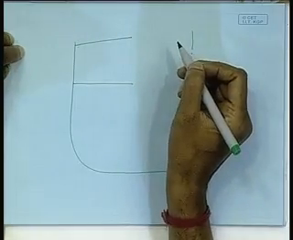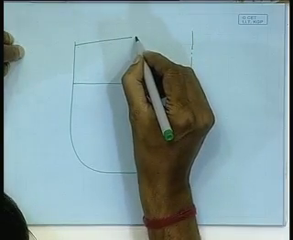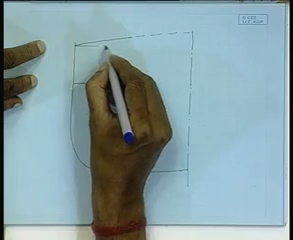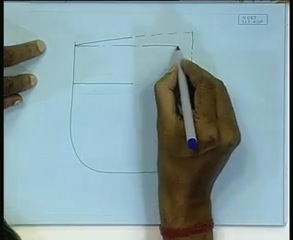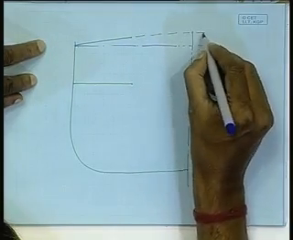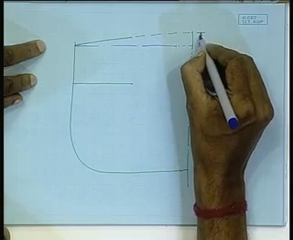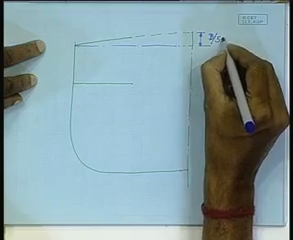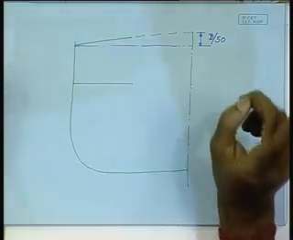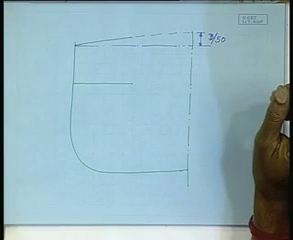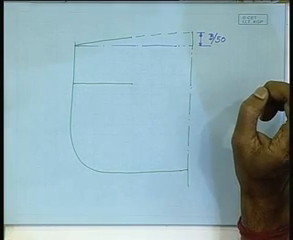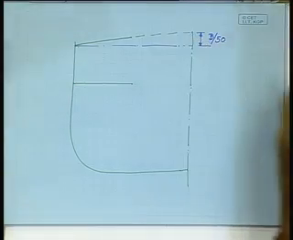This is called camber, right. And generally this camber is of the order of B by 50. There is the kind of slope given. B is the breadth molded at midship. That means the breadth at midship, 1/50th of that is the camber given. This is called camber.